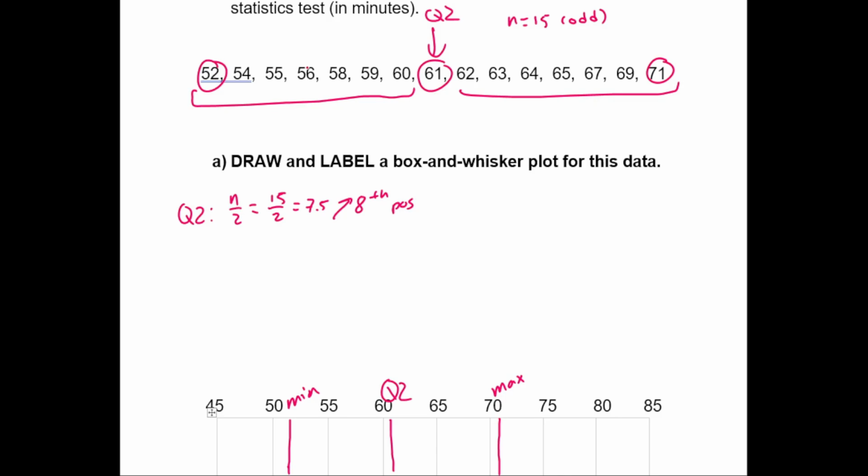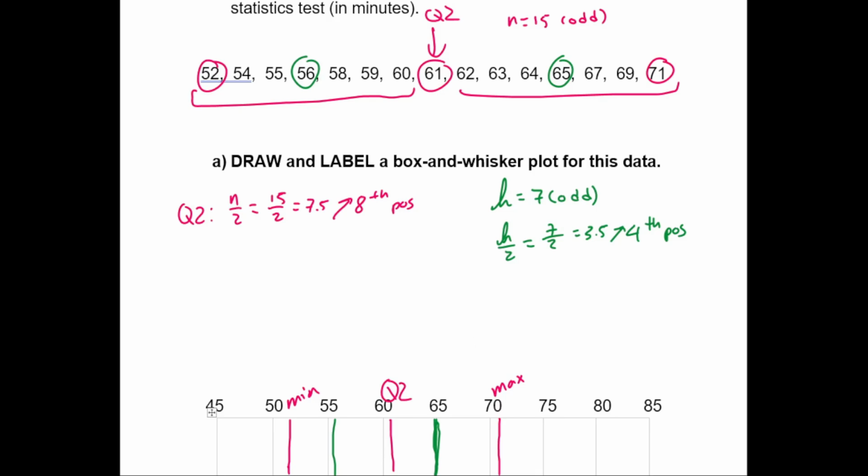So how many numbers do I have in each half, below and above Q2? We've got 1, 2, 3, 4, 5, 6, 7, in each half. So H is equal to 7, which is odd. To find my Q1 and Q3 positions, I just do H over 2, because it's odd. So 7 over 2 is 3.5, which we round to the 4th position. So 1, 2, 3, 4. 56 and 65. Okay, 56 is right there. 65 is right there. Okay, we got a multicolored box and whisker plot now.